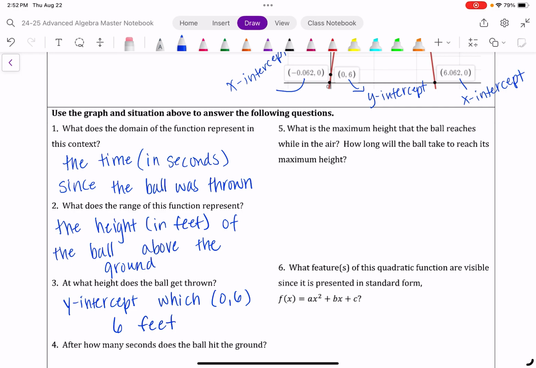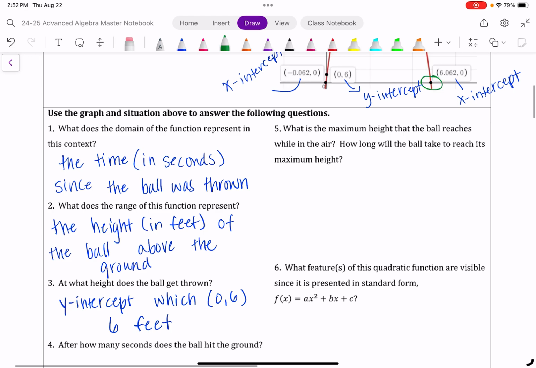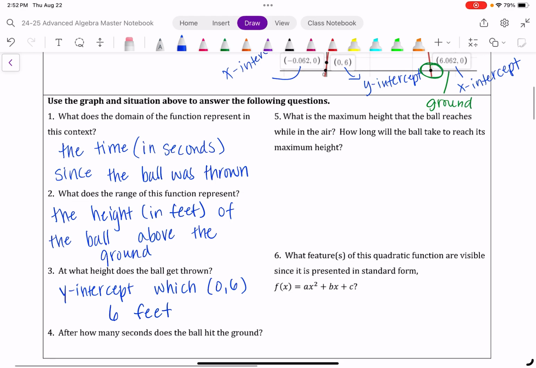After how many seconds does the ball hit the ground? Well, that's going to be our x-intercept way over here at the end, this one, because this line right here represents the ground. So that would be 6.062 seconds.